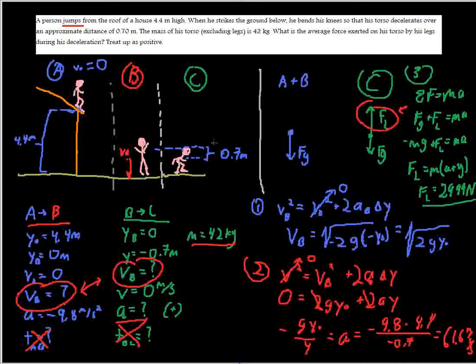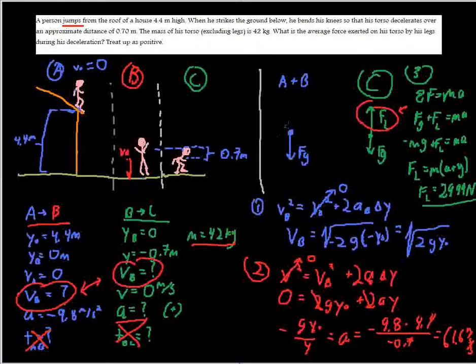Just to give you a rundown of how this works. So I drew the pictures, and this is actually a very important part. I recognize that initially the person's going to be falling in free fall. And there's going to be a point where the person just touches the ground. After that point, the person basically compresses, kind of like a spring. And the compression is 0.7 meters for the torso, at least. The legs probably don't shrink down quite so much.